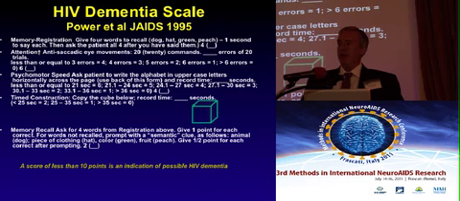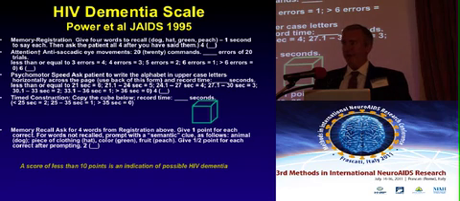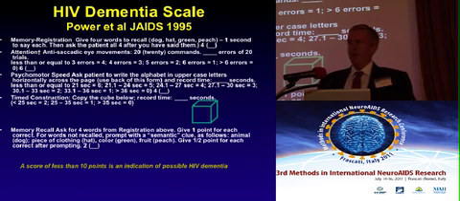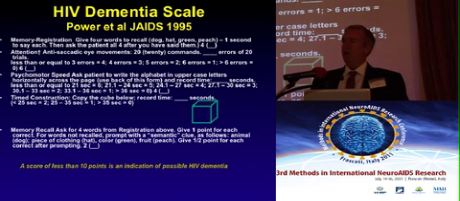Then there's a test of psychomotor speed, where you ask a patient to write the 26-letter English alphabet across the page as quickly as possible, counting the number of seconds it takes to do that. And finally, there's a test of construction, where you ask a patient to copy a 3-dimensional cube as quickly as possible. Finally, you ask the patient to recall the 4 words that were given previously.